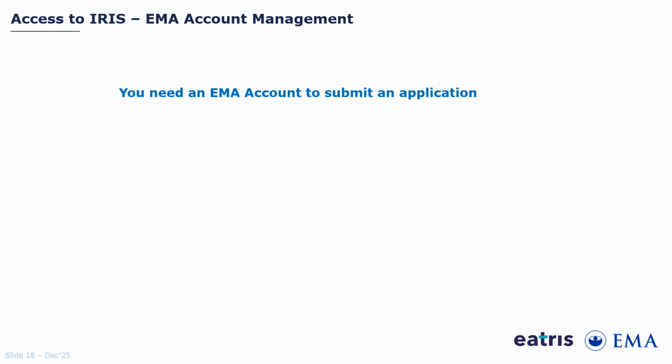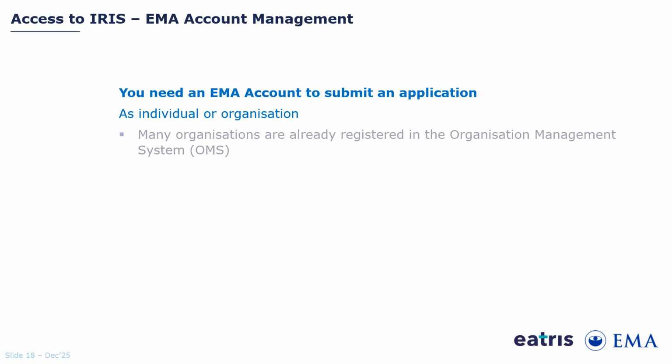You need to have an account in the EMA account management system. Using your EMA account, you can submit an application as an individual or as part of an organization. Many organizations, including universities and hospitals, are already registered in the Organization Management System, in short OMS, and you can see these directly in the IRIS portal.